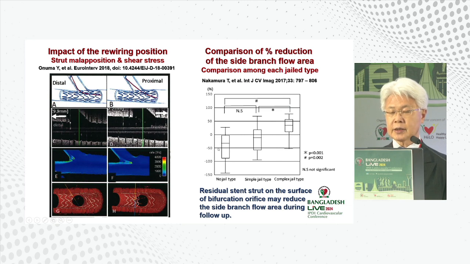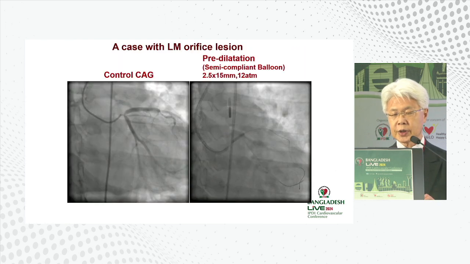And this right-hand side demonstrates that if there is no jailed strut, you may never lose the orifice, but simple jail and complex jail make much more restenosis, as shown in this slide.